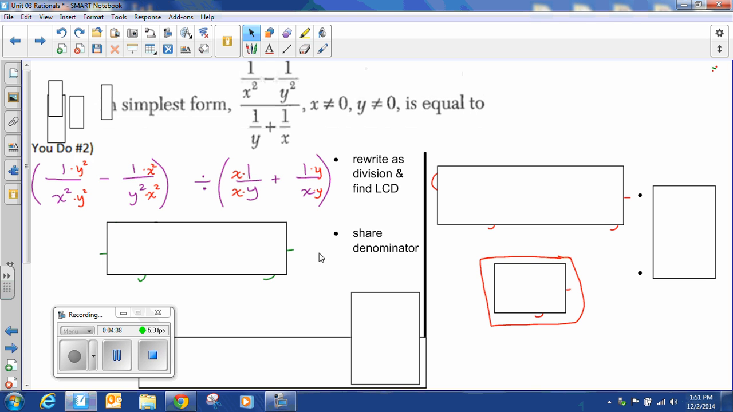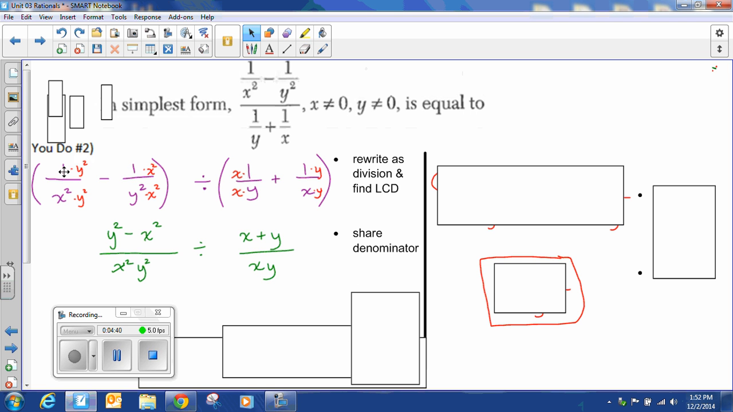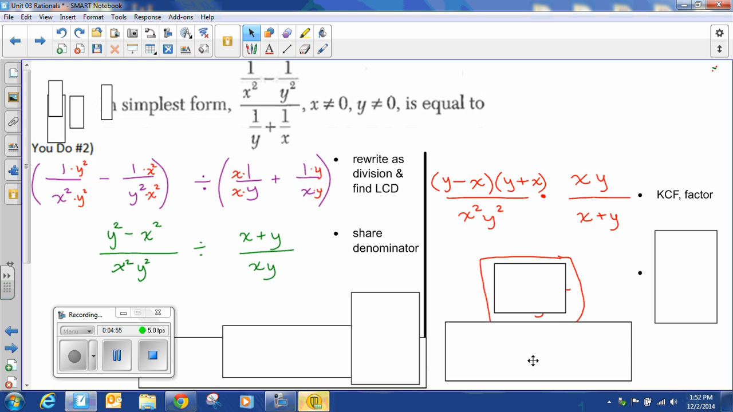Let's go ahead and rewrite this so we're sharing a denominator. Y squared minus x squared all over x squared y squared, and x plus y all over x times y. We're still looking at the division sign. So the next thing we need to do is keep, change, flip, and factor. So I have recognized that y squared minus x squared is a difference of perfect squares. That gives us y minus x times y plus x.